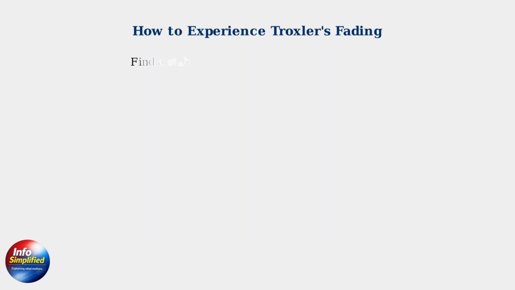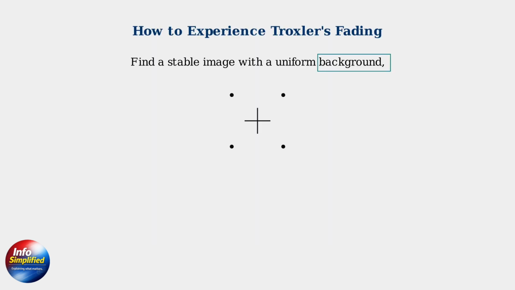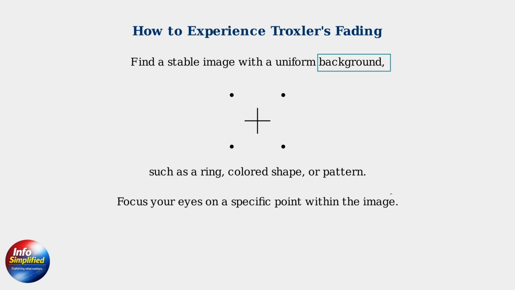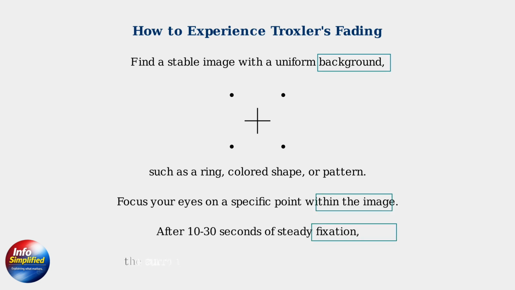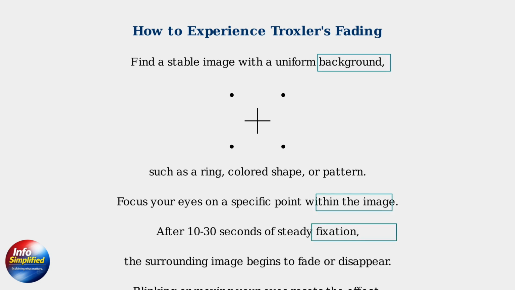You can easily experience the Troxler effect yourself. Find a stable image with a uniform background, such as a ring, a colored shape, or even a simple pattern. Focus your eyes on a specific point within the image. After about 10 to 30 seconds of steady fixation, you should notice the surrounding image beginning to fade or disappear altogether. Blinking or moving your eyes will reset the effect. For best results, ensure the image has a uniform background and maintain steady eye fixation without movement.